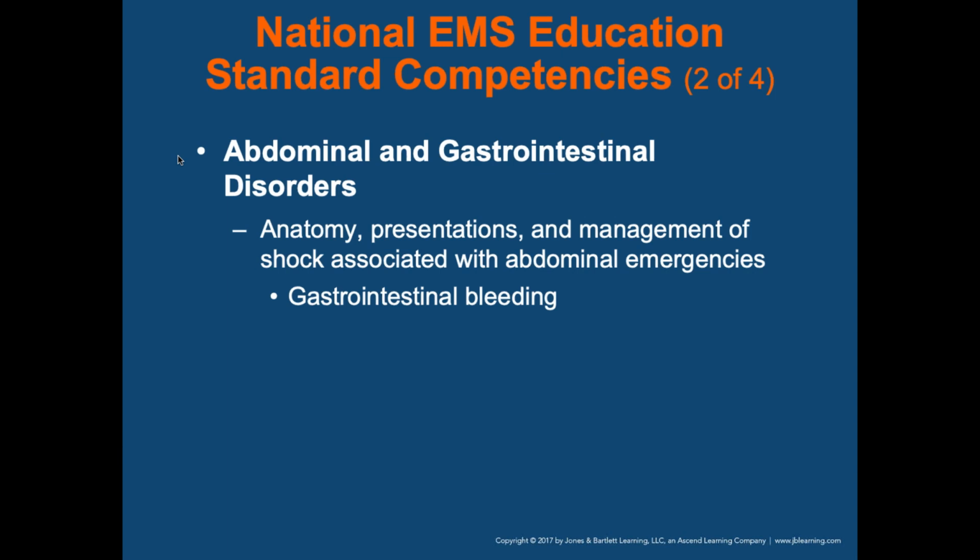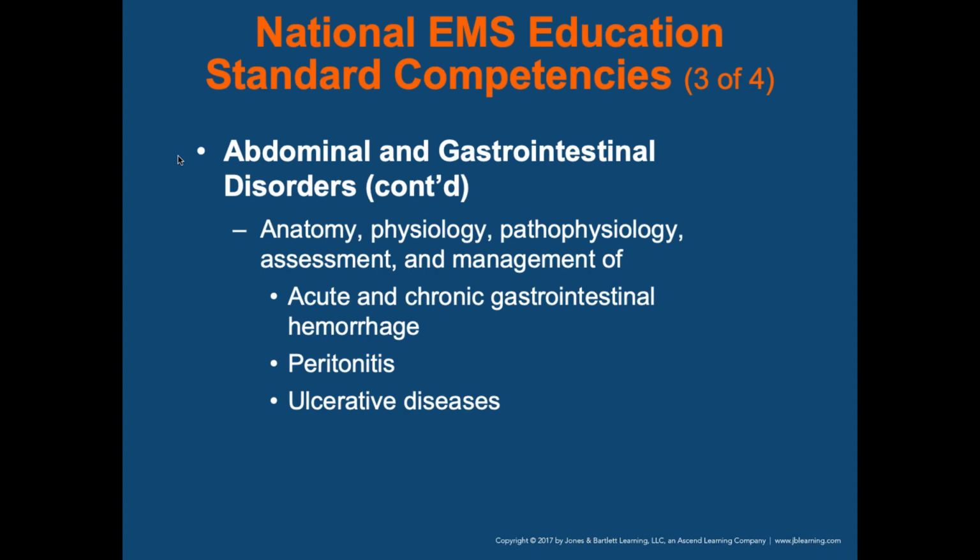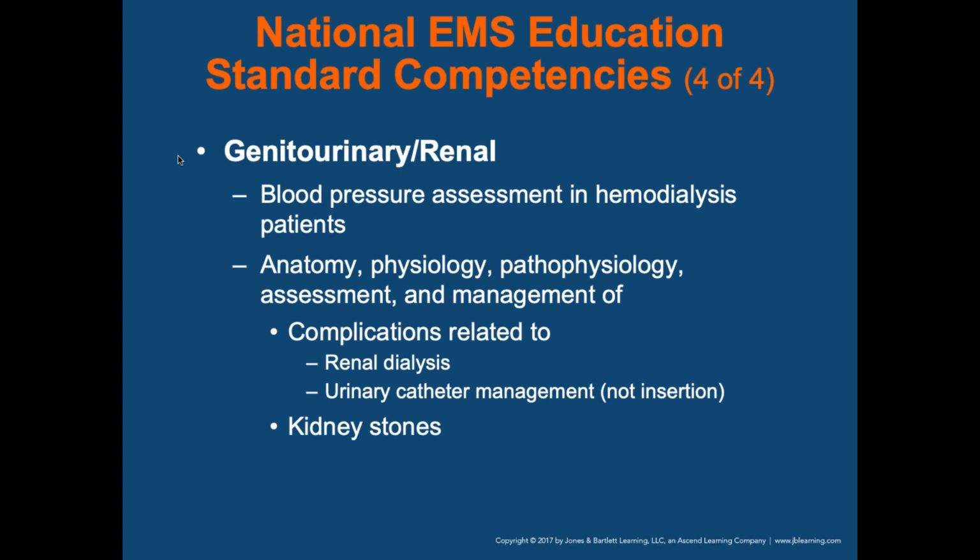So we're going to talk about the anatomy and presentations and management of shock associated with abdominal emergencies. We're looking at the GI bleed or gastrointestinal bleeding. We're going to look at the A&P and pathophys assessment and management of acute and chronic gastrointestinal hemorrhage, peritonitis, ulcerative diseases as well. We're going to look at the GI and renal stuff, looking at blood pressure assessment in the hemodialysis patient. And for those who were involved in a lot of the transfer field, not for us up north, but Action Ambulance, we're using during your ride time, they do a lot of dialysis runs for the hemodialysis stuff like that. But you may run into contact with some of these patients in the field. And then we'll cover more about that and how to assess them.